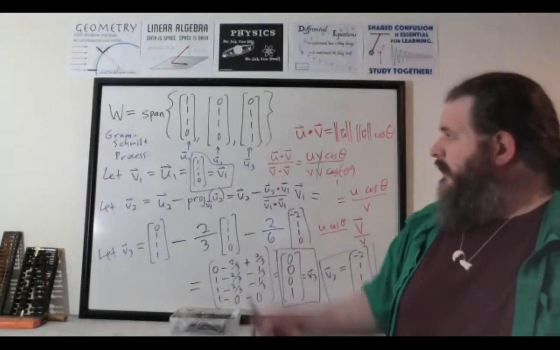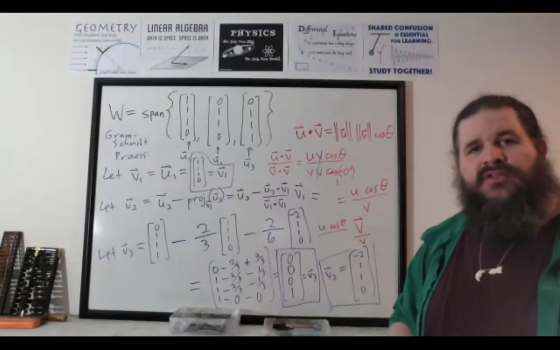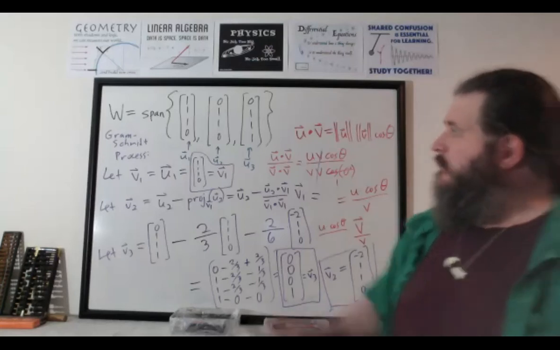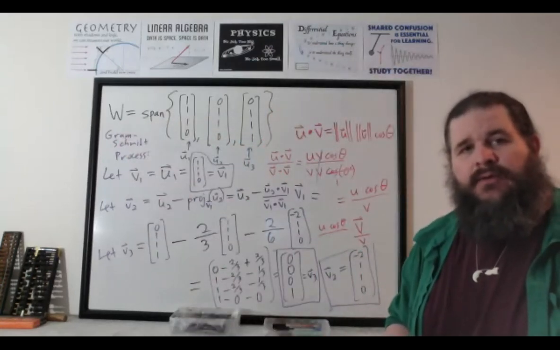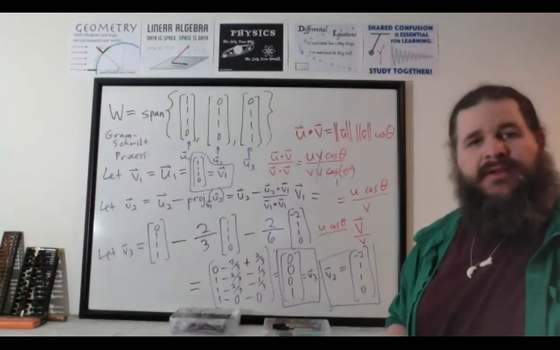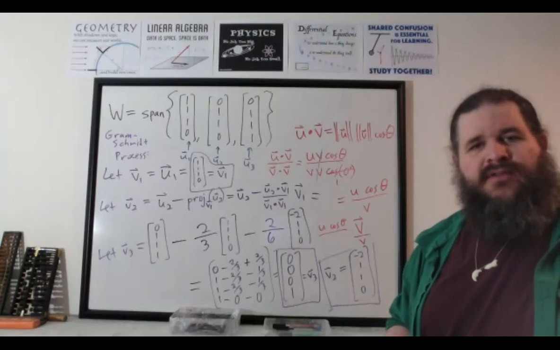So it looks like we now have v1, v2, and v3. Those three vectors together should still span the same W subspace as before. There's still a basis for W, but they should now be three vectors that are orthogonal to each other. Any questions on that so far?